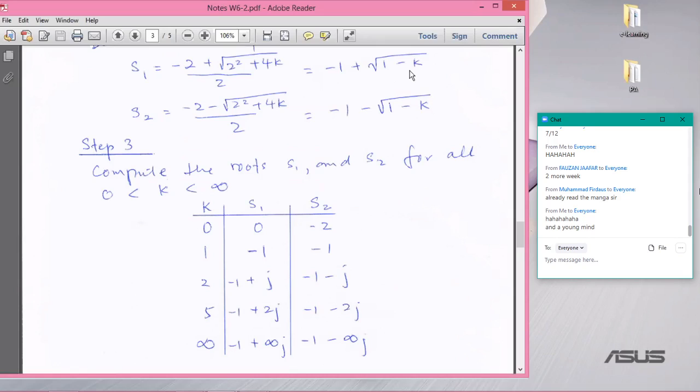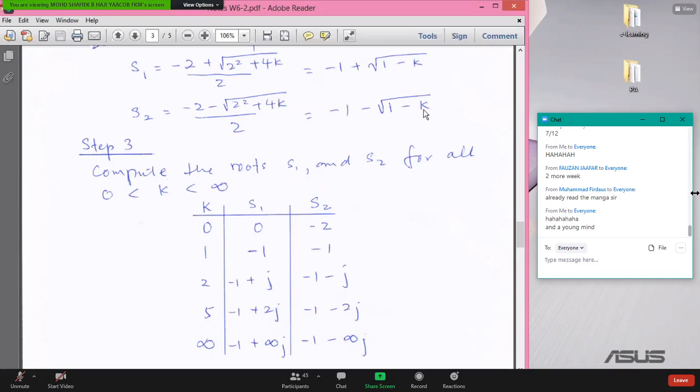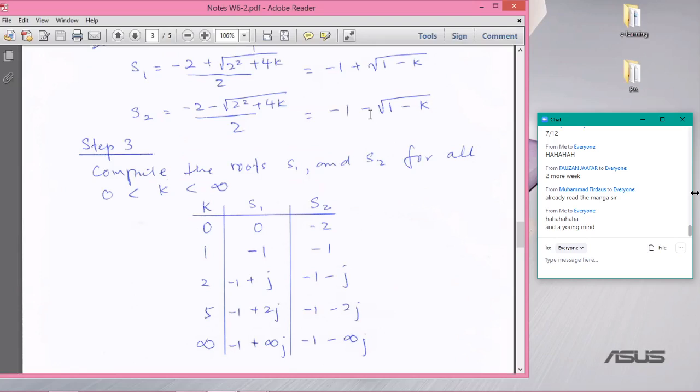But when k is equal to 2, the roots now become complex. Similarly, you keep increasing k from 0 to infinity, but the real part here is always negative 1. Only the imaginary part will change. And then you compute s2 when k varies from 0 to infinity as well. When k is equal to 0, negative 1 minus 1, you get negative 2. When k is equal to 1, 1 minus 1 is 0, so you get negative 1. And then the roots become complex.